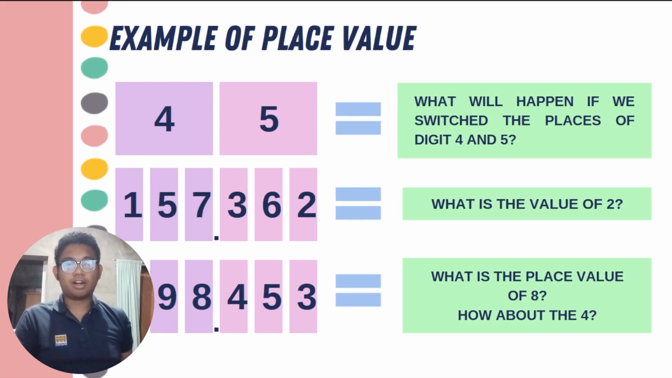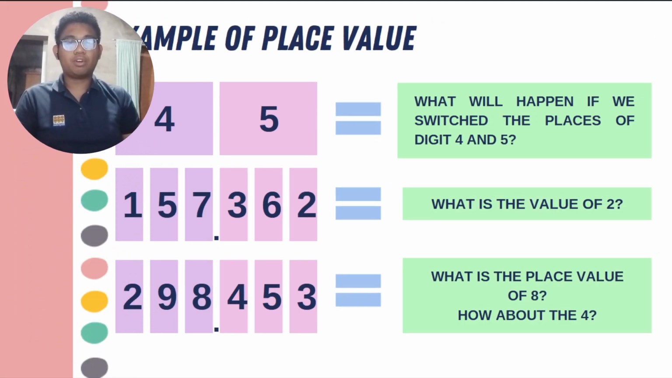So here are the other examples. First is 45, wherein 4 is the tens and 5 is the ones. What will happen if we switch the places of the digit 4 and 5? What will happen is that 5 will become the new tens and 4 will become the new ones.